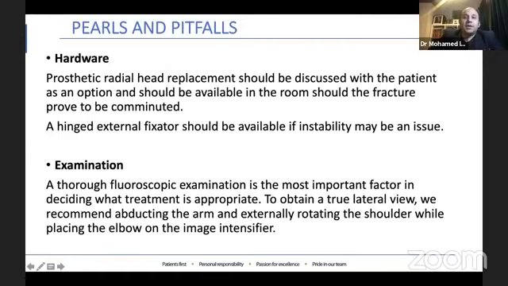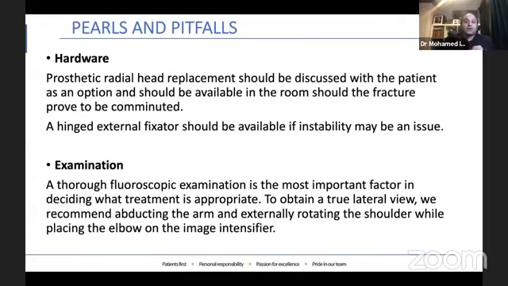We also have to be extra cautious about the prosthetic radial head replacement. You should maintain the height as much as you can and never overstuff. A hinged external fixator has to be available in each of these cases. A thorough fluoroscopic examination is the most important factor here in deciding if your treatment is appropriate. If there is incongruency at the end, that's an incongruent joint. So a congruent joint would be congruent at all time points.